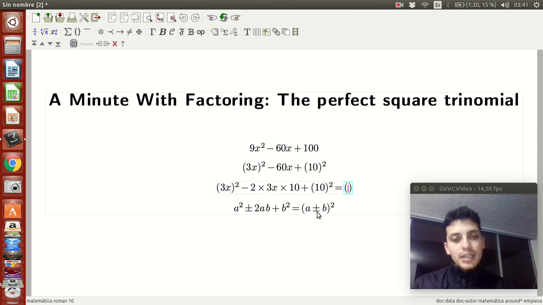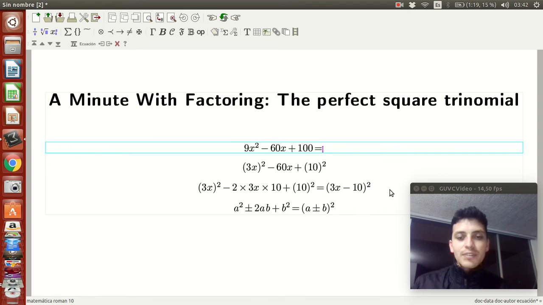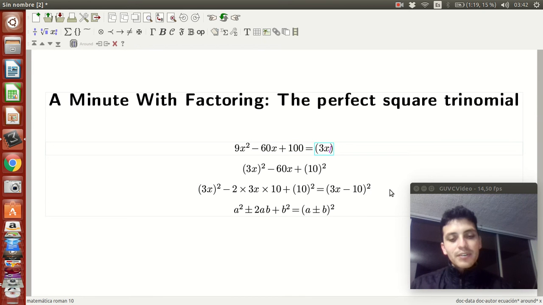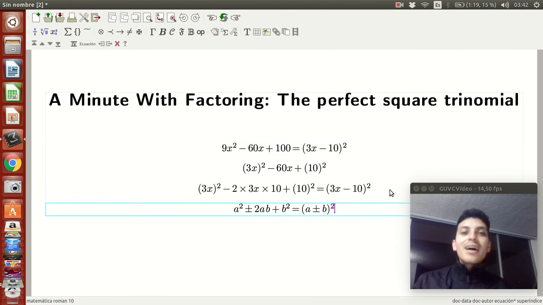So we have to write it 3x, a, minus 10, b, to the second power. So we finish the factoring. We have the perfect square trinomial as 3x minus 10 to the second power. And this is how I do the perfect square trinomial.